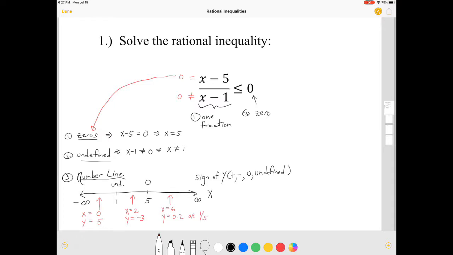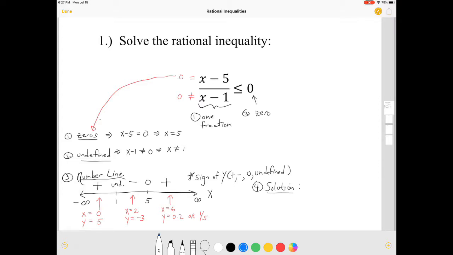Now what do I do with those? Remember, we are recording the sign of the y values. So in the first interval, the y value is positive 5. So we're going to put a positive sign there. The second interval, the y value is negative 3. So put a minus sign. And the third interval, y was positive 0.2. So now I'm just about done. Now at this point, I can at least write down that I'm ready to write out my solution.